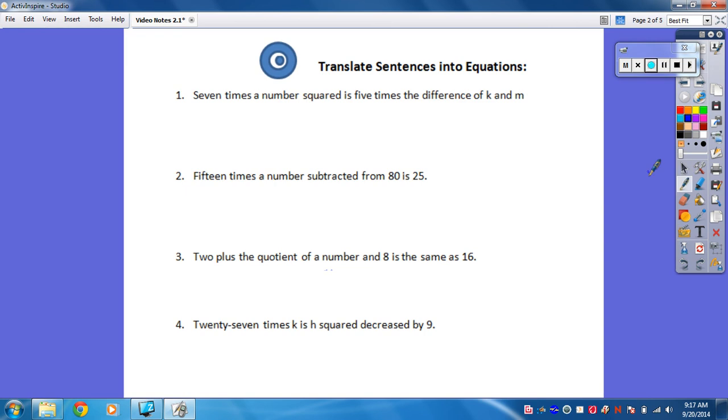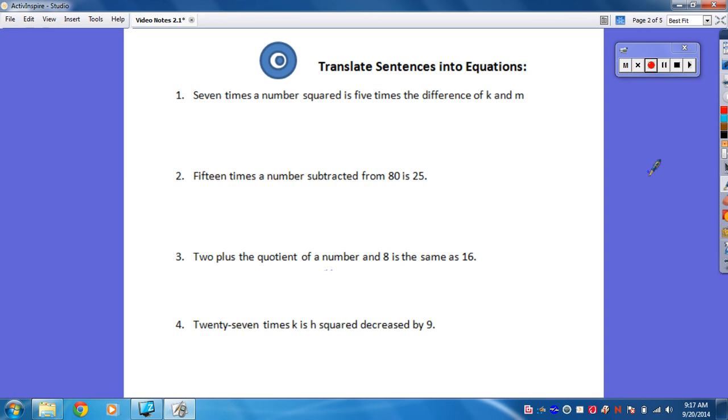Okay, so let's go ahead and write some. We have 7 times a number squared is 5 times the difference of k and m. Okay, and what I like to do when I'm writing these is look for the word first that indicates the equal sign. So I have the word is right here. I know that is where my equal sign is going to be. So everything over here is going to go on the left side, and everything over there is going to go on the right side. Alright, so on the left side we have 7 times a number squared. So I have 7 times some number that I don't know, and that number is being squared. Okay, and that is all for my left side, so I have the equal sign.